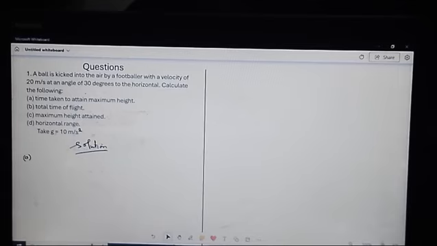So in this particular question, the first one, we have that a ball is kicked into the air by a footballer, with a velocity of 20 meters per second, at an angle of 30 degrees to the horizontal. Calculate the following: the time taken to attain maximum height, total time of flight, maximum height attained, and the horizontal range. We just simply apply the formula to solve these problems. We can give a sketch of the problem, maybe just to throw more light.